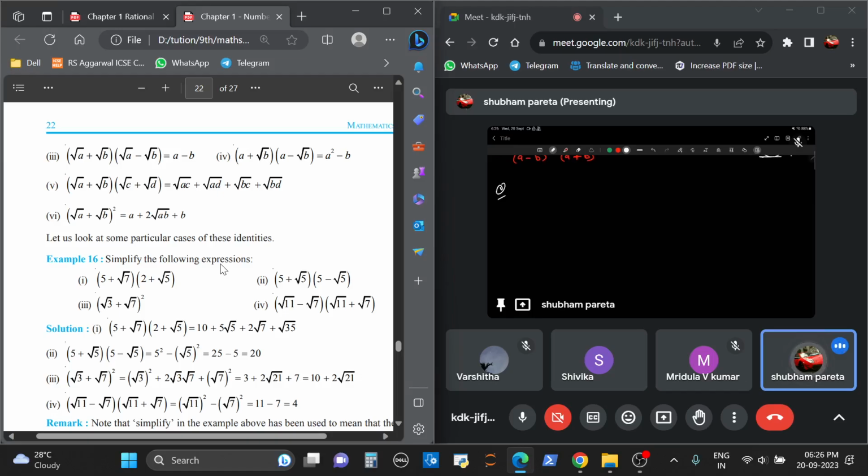The first question is 5 plus under root 7 upon 2 plus under root 5.